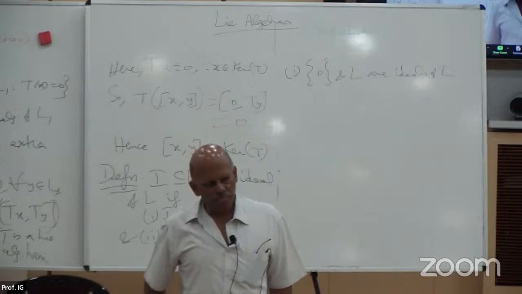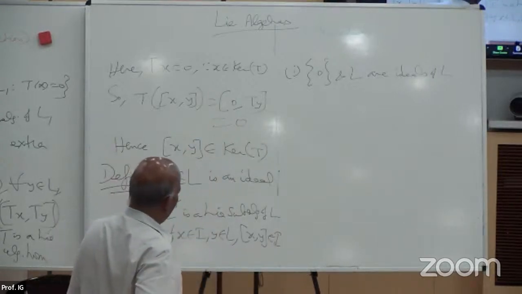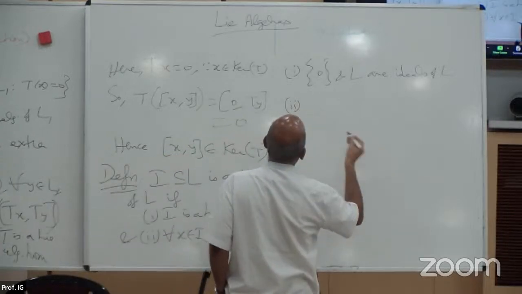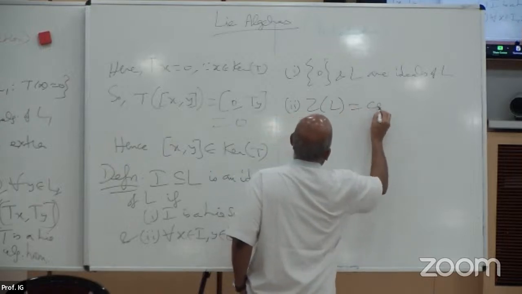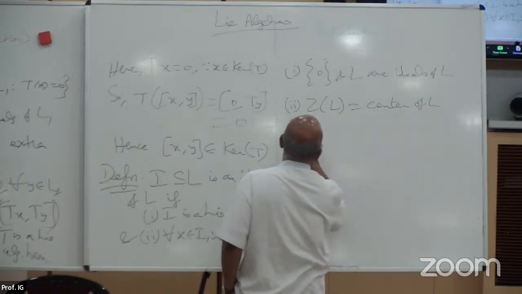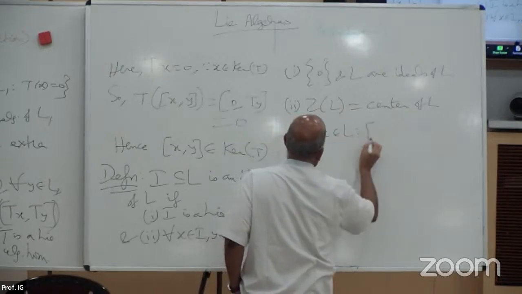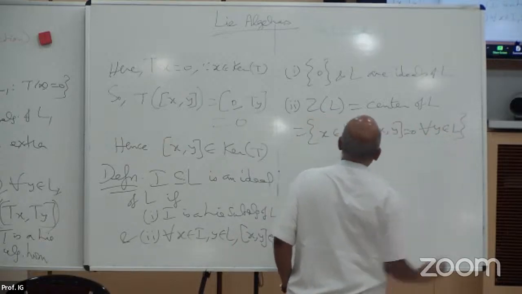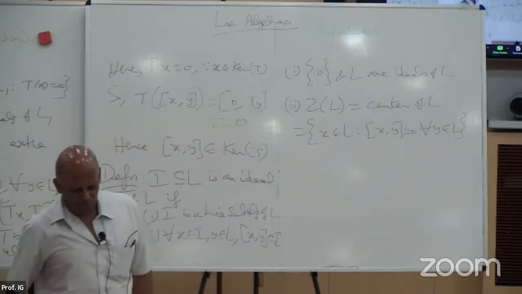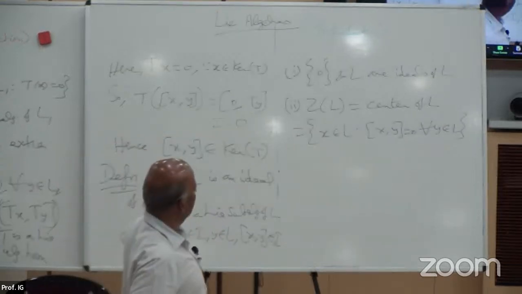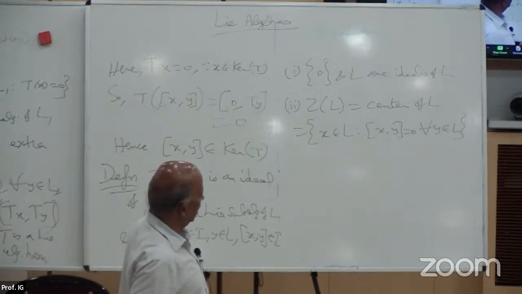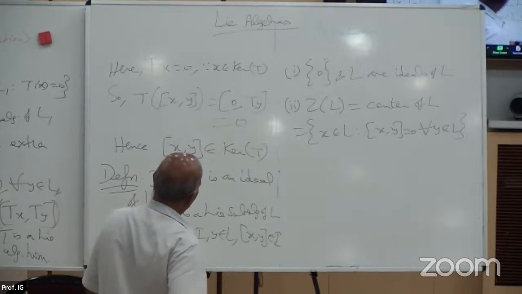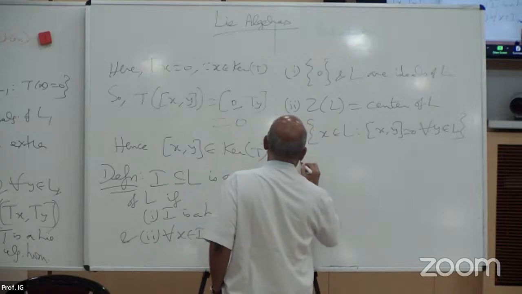These are the trivial examples of ideals: 0 and L are always ideals of L. And of course, we are writing for a general Lie algebra. Again, a general example: take the center. This is the definition of center, the set of all x in L such that the Lie bracket [x,y] is 0 for every y in L. And this also is an ideal. And one more example.